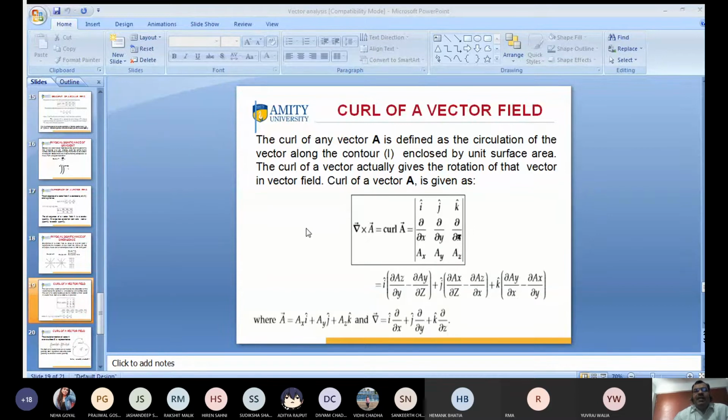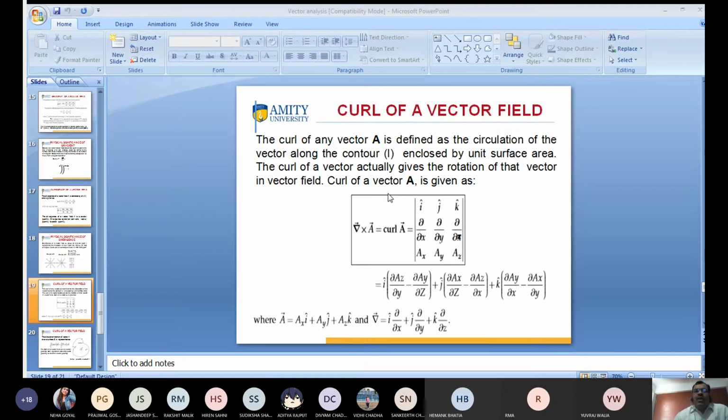Curl of A means del cross A. Del is i, j, k, del by del x, del by del y, and del by del z. So del cross A, which is curl of A, is the determinant with rows i j k, del by del x, del by del y, del by del z, and the vector A, which is Ax i, Ay j, and Az k. So this is the i component Ax, j component Ay, and k component Az. So curl of any vector quantity is expressed in terms of a determinant.